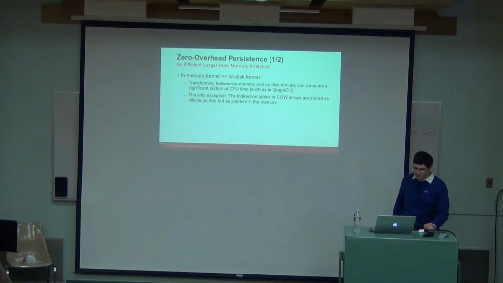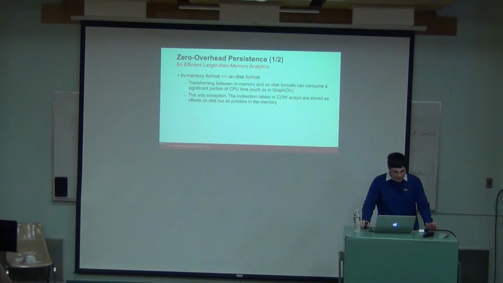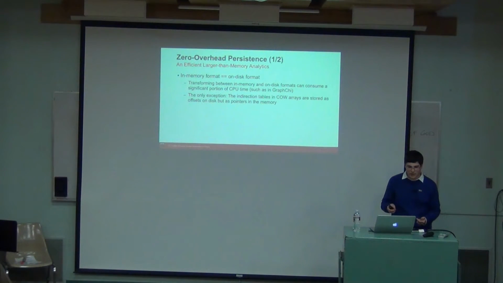So let me tell you how we got there. First of all, it's necessary that the in-memory format is the same as the on-disk format, so that we don't have to spend any time transforming data between how it looks on the disk versus how it looks in memory. The only exception to this rule is a few small places like the indirection arrays and the vertex tail, which is the small thing on the top, that we store as in-memory addresses in memory versus on-disk addresses when we are on disk. But other than that, everything is the same.